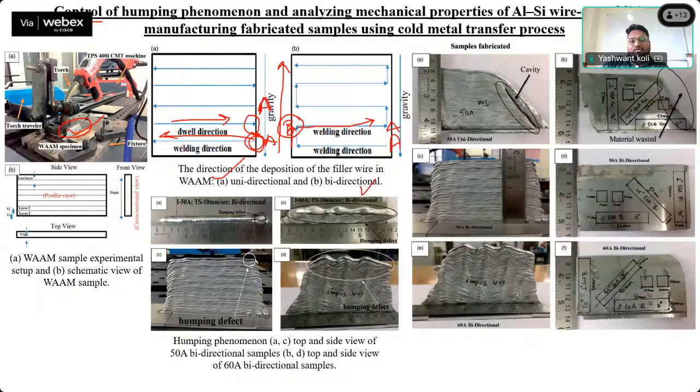So what is the output of this change in direction? You can see here, this sample is fabricated by 50 ampere unidirectional path strategy, and this is the same 50 ampere process parameter, but bidirectional. You can see there is no staircase defect or the humping defect or any other defect. This I have already calculated also, porosities are also less.